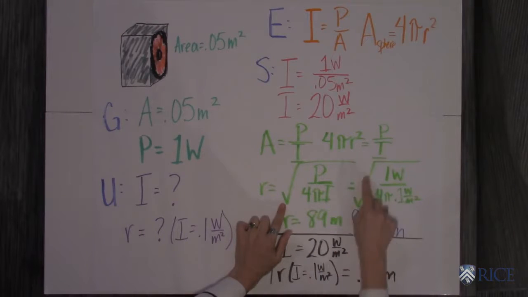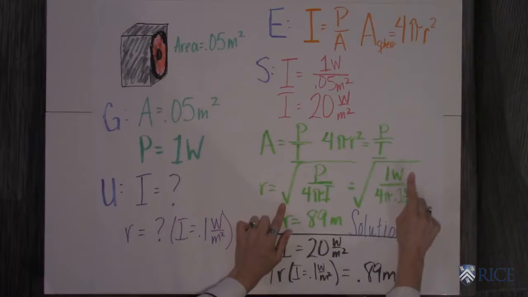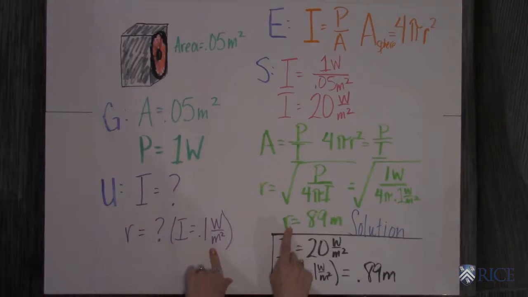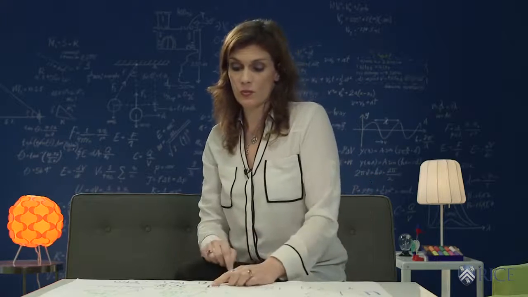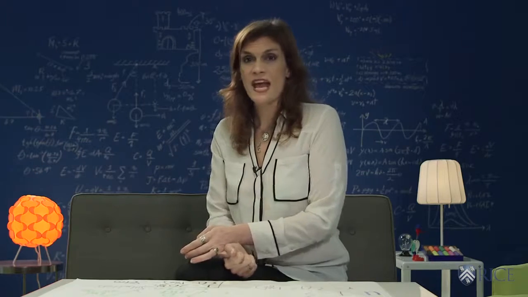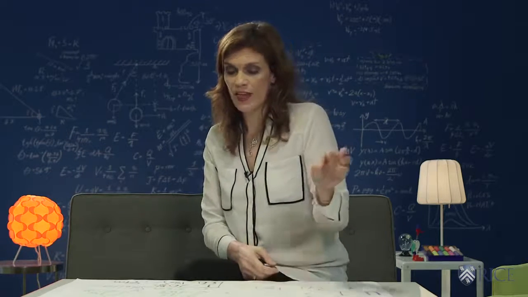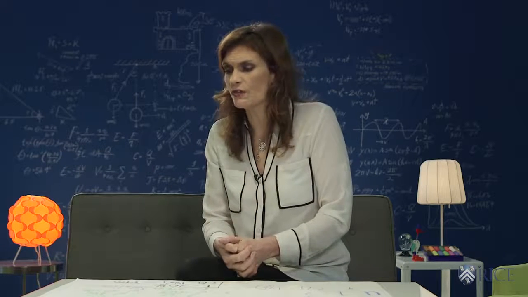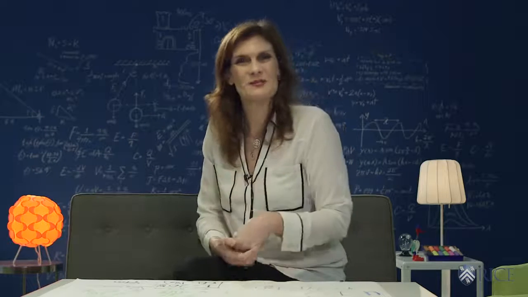So then when you plug in the numbers that you know, remember that it's still 1 watt of power that's producing the sound, and your intensity, remember to use your new intensity, which is 0.1 watt per meter squared, and you get that the radius is 0.89 meters, or 890 centimeters, almost a meter. So there you go. There's the solution to the problem. Your intensity at the speaker is 20 watts per meter squared, and it does not take very long for that intensity to fall off. It's less than a meter before that intensity falls off to 0.1 watts per meter squared.